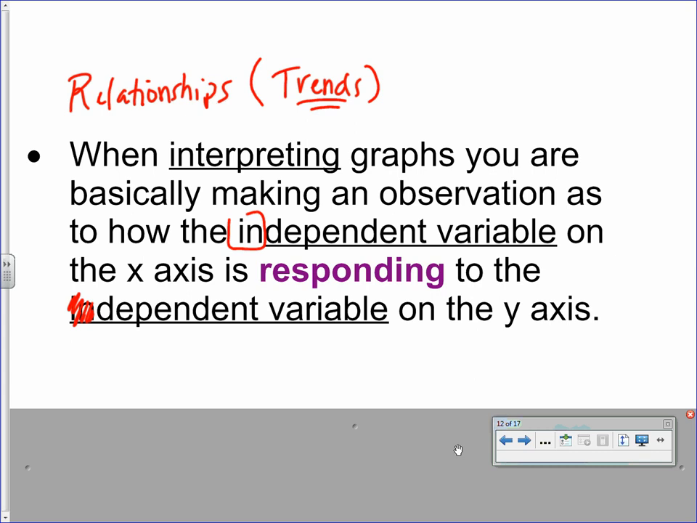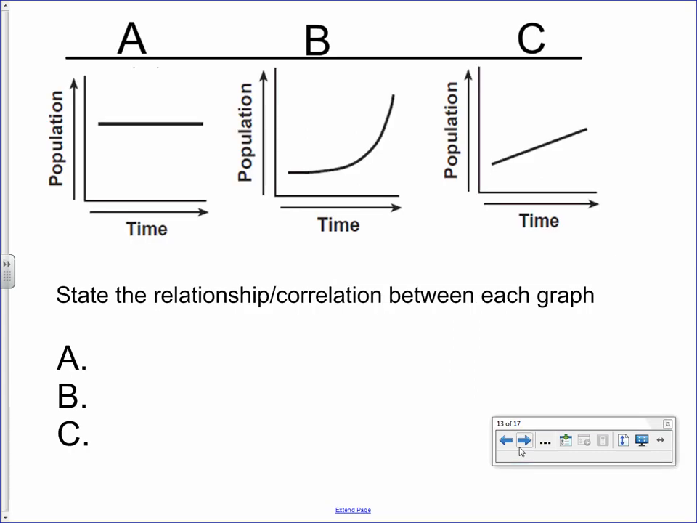Because why? There just isn't? No, there's a reason. Can anybody tell me the reason why there's no relationship? Dayanara? Nothing changes over time. What are you looking at specifically? The line. Thank you. The line is not changing over time, right? So here, over time, the population is not changing, so there's no relationship or no change.